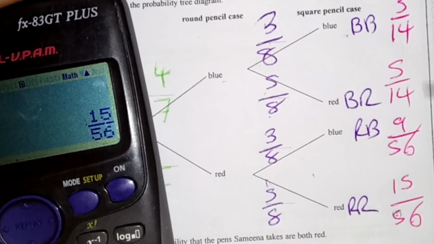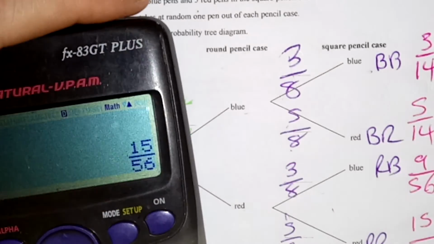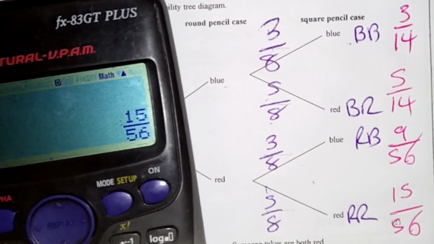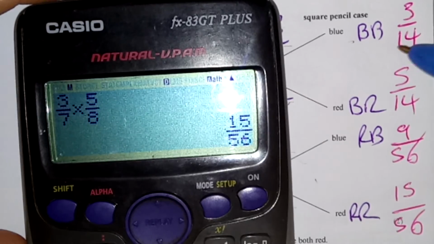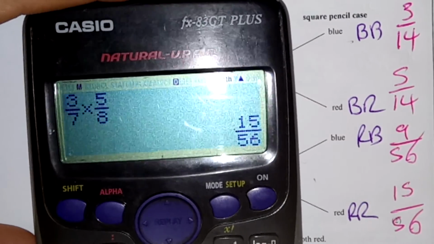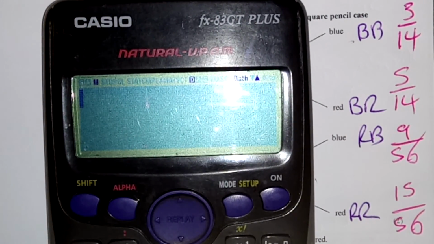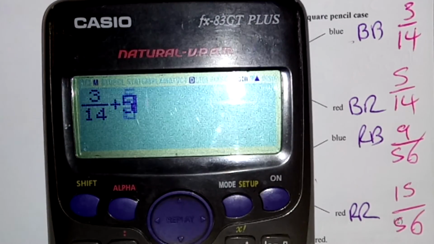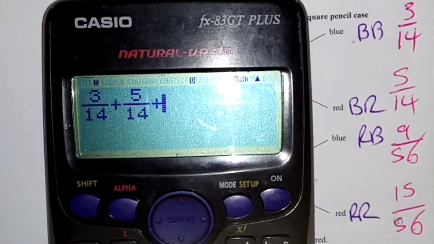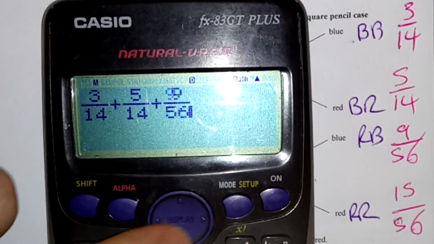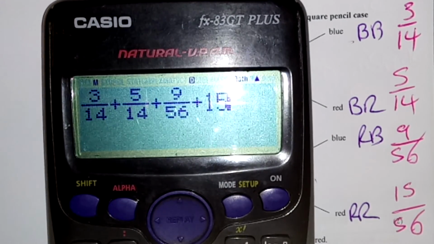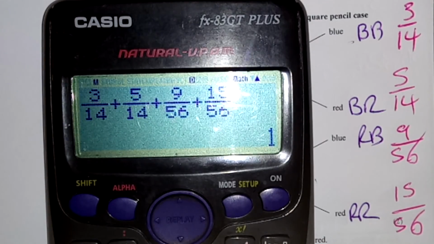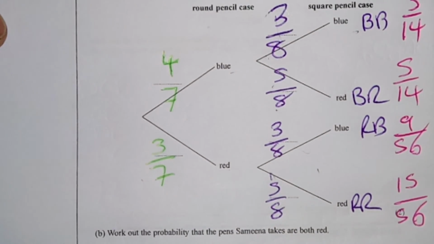Now, because I did it on my calculator, these have all been simplified down. But if I add them up, I should get 1, because these are all my possible options. And it's a bit harder to see because they've got different denominators, but again, it's because my calculator simplified it. But let's do this just to check. 3 out of 14 plus 5 out of 14 plus 9 out of 56 plus 15 out of 56 equals 1. So now I'm probably correct.